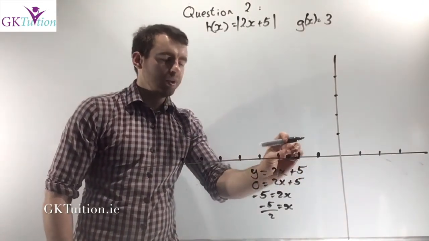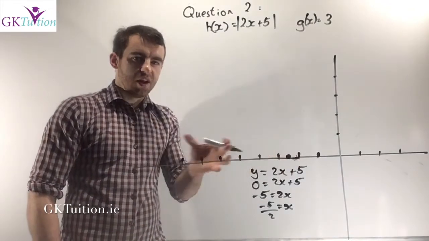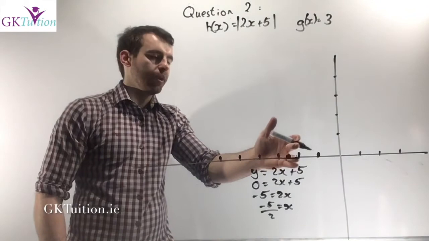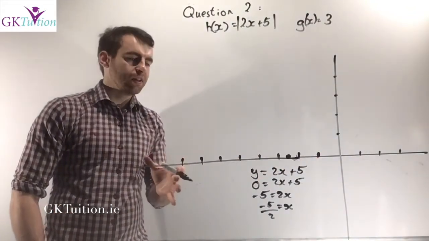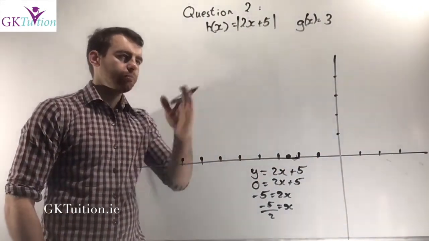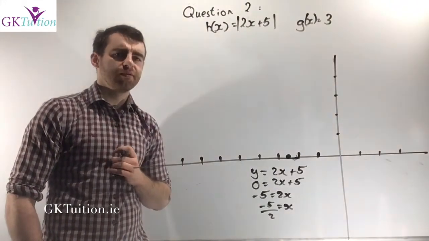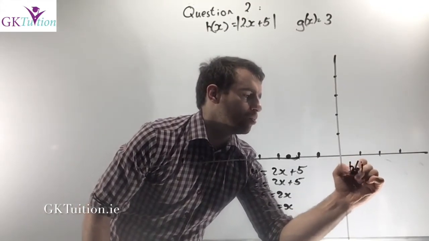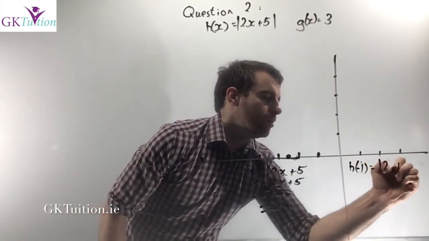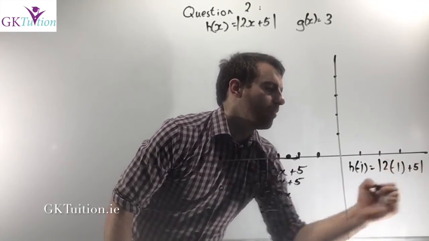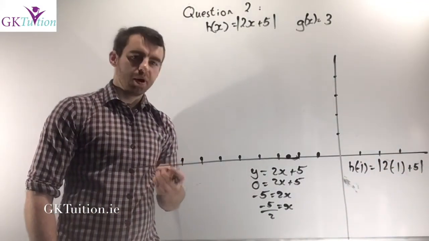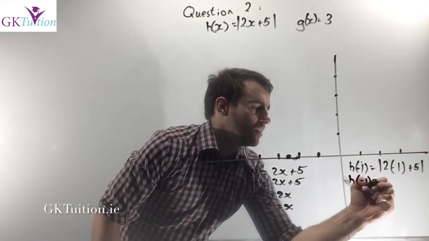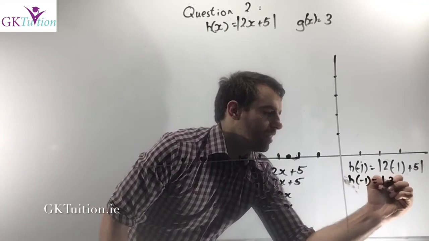If you're plotting 2 points that are really close together, there's a lot more scope for inaccuracy. So what I would suggest is to actually sub in x equals minus 1 rather than subbing in x equals minus 2. Let's have a look at what happens to this function if I sub in x equals minus 1. In this case, h of minus 1 is equal to the modulus of 2 times minus 1 plus 5. 2 times minus 1 is minus 2, and minus 2 plus 5 simply gives me 3. So h of minus 1 is actually 3.